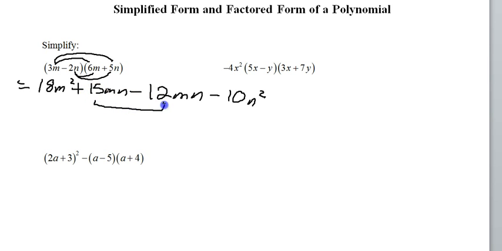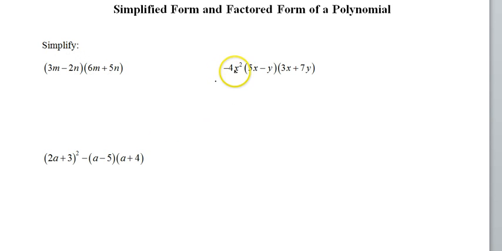The outer and inner terms are like terms. And we get 18m squared plus 3mn minus 10n squared. That's the first one. Okay, now for the second one, we have, again, the product of two binomials, but we have a monomial out front.